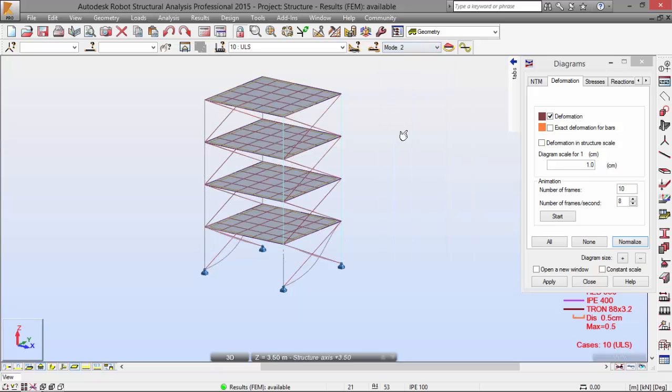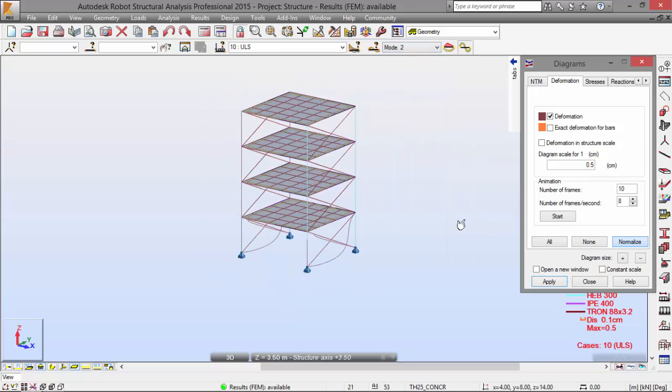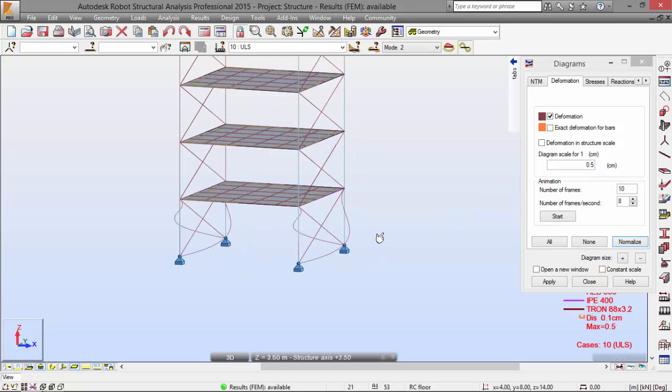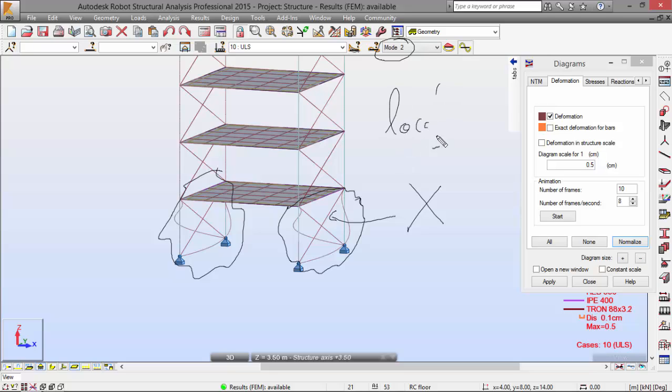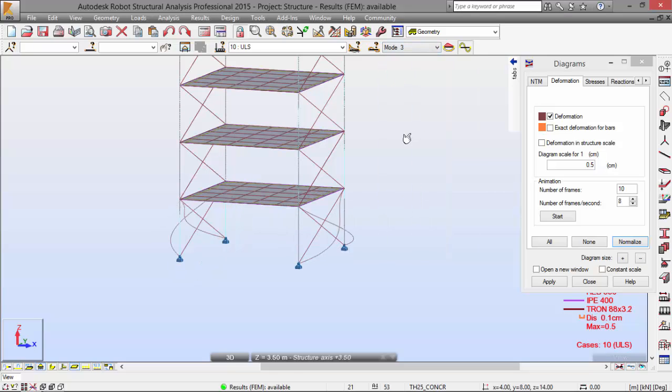This is mode number two, which is just local. You notice that the only elements that are actually moving in this mode are these steel members, this X over here and also over here for mode number two. This is also a local mode. Now mode number three is pretty equal to mode number two, also local. Number four is local. Five is local.